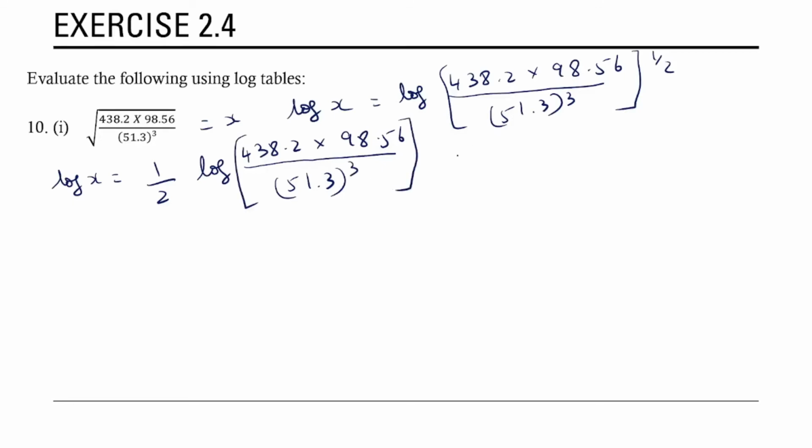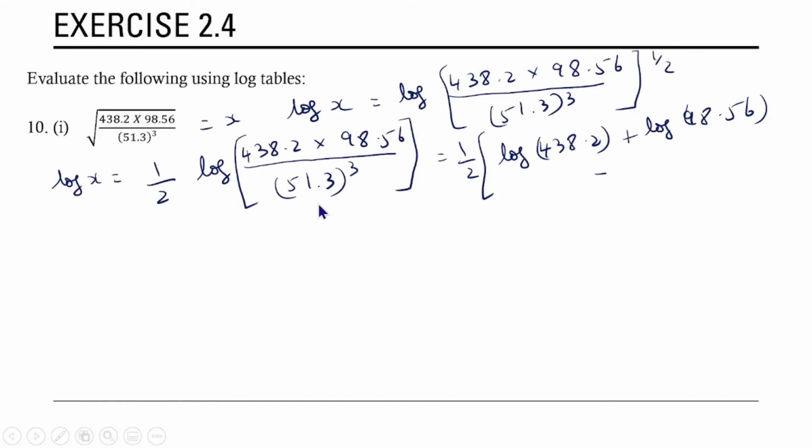Now again using the laws of logarithms, this we can write as half of log 438.2 plus log 98.56 minus log 51.3 the whole cube, that we can write as minus 3 log 51.3. Now we can see the log tables and find the log of all these values.